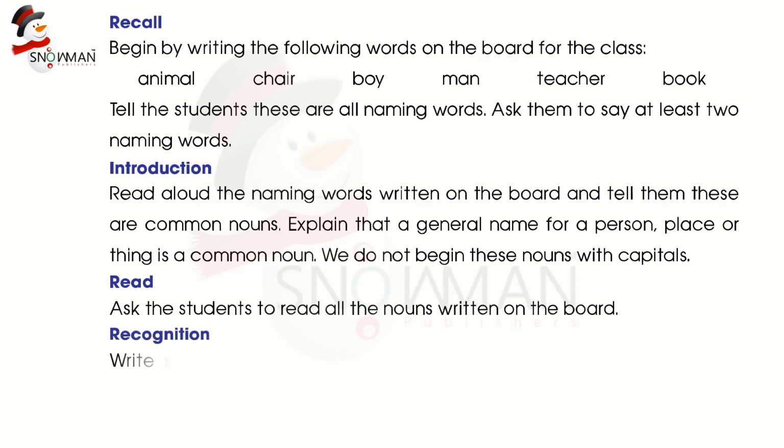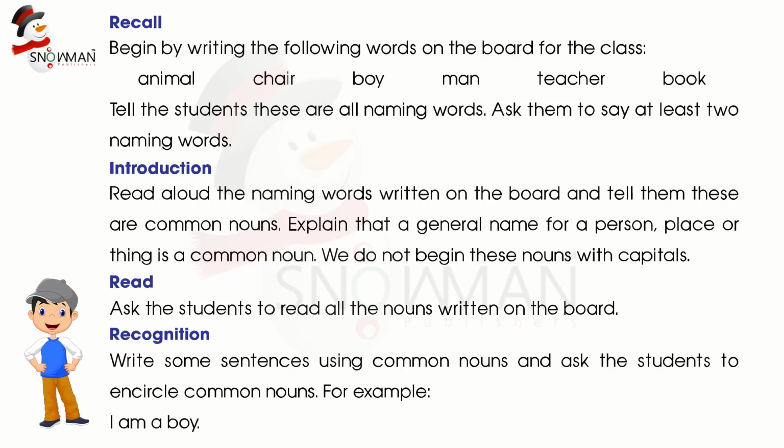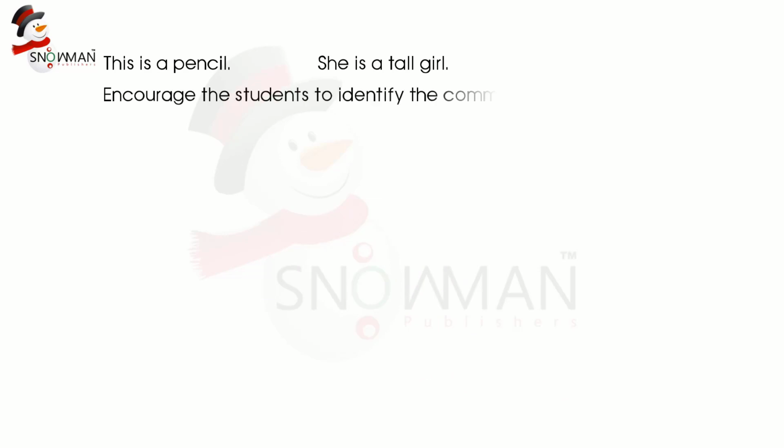Recognition. Write some sentences using common nouns and ask the students to encircle common nouns. For example, I am a boy. This is a cat. A parrot is in the cage. This is a pencil. She is a tall girl. Encourage the students to identify the common nouns and encircle them.